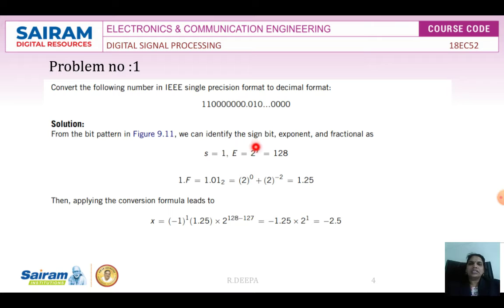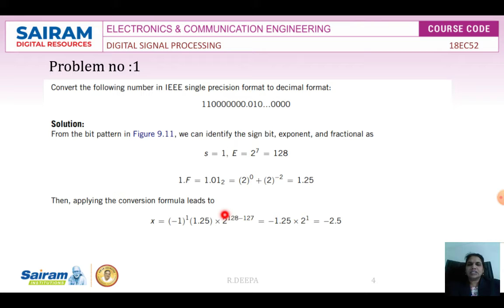So the exponent is 2 power of 7, which is 128, and we can now find out what the f value is. The fractional part, you can observe here from the given data, is 0.01. So you can multiply 1 with 0.01, and you can find the weightage also. It seems to be 1.25.